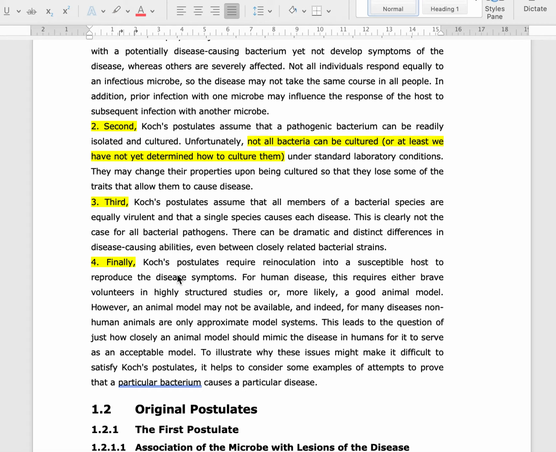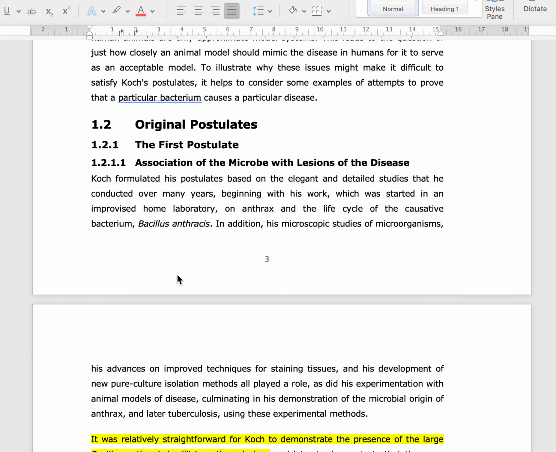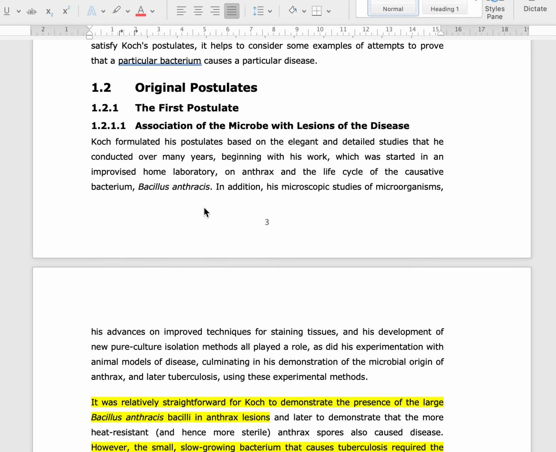So far we have learned about Koch's postulates and their limitations. In the next part, we'll discuss Koch's postulates and their limitations in more detail, with examples. That will be covered in the second video of this lecture.